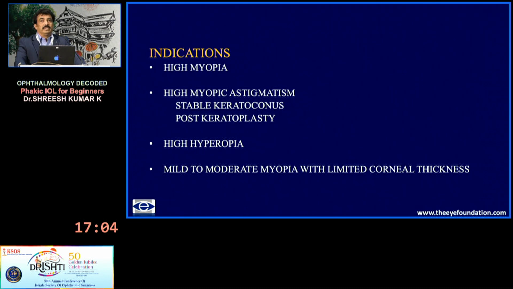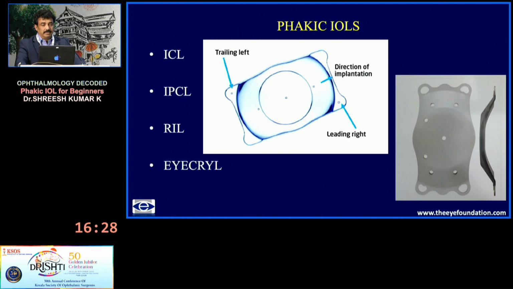So these are some of the common indications: high myopia, high hyperopia, or high myopic astigmatism, and even stable keratoconus or treated keratoconus with good best corrected visual acuity. If the patient has 6/6 with the glass correction, these are the right candidates for phakic IOL implantation. And mild to moderate myopia also with limited corneal thickness or corneal weakness. These are the cases wherein we can try phakic lenses.